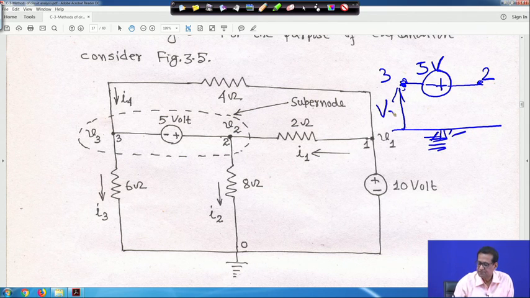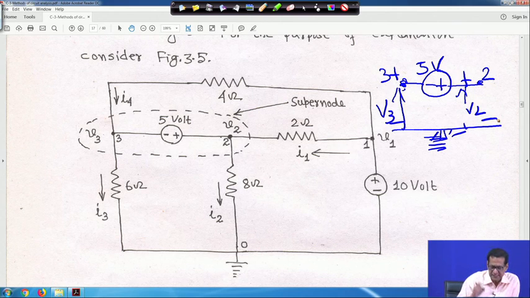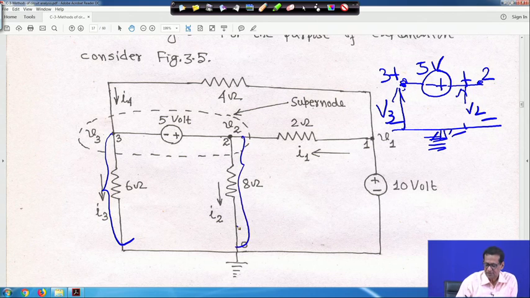So, this voltage is V3, this is plus, this is minus, and similarly at node 2 the voltage is V2, this is plus, this is minus. That means V3 is the voltage across this resistor, so V3 will be equal to 6 into I3. Similarly, V2 will be 8 into I2 from Ohm's law. So, in this circuit we will take the total voltage V3.